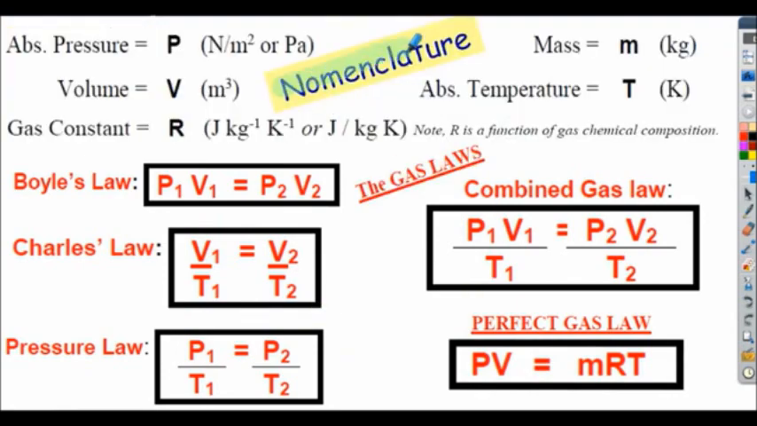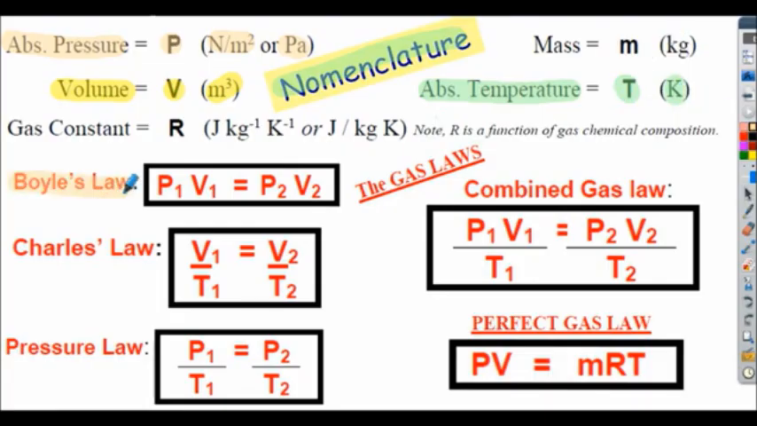Here's the nomenclature used throughout the presentation related to the gas laws. Absolute pressure, capital P, has the SI unit of Newton per meter squared or the Pascal. Volume, capital V, SI unit meter cubed. And the absolute temperature, symbol capital T, has the SI unit of the Kelvin. So those are the parameters used predominantly throughout the gas laws.